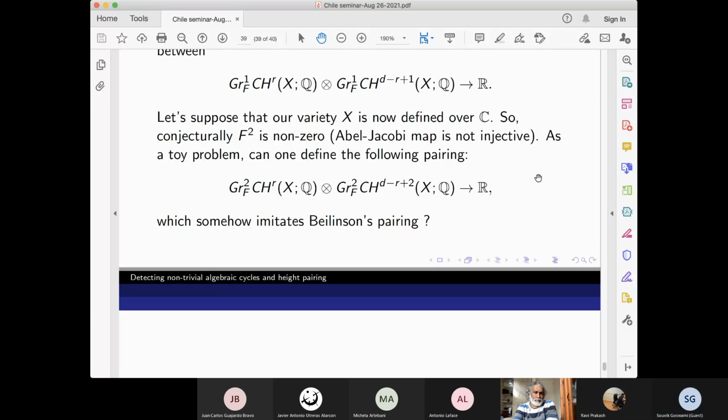Detecting whether a cycle is 0 or non-zero is an important exercise in algebraic cycles. Okay. Thank you.